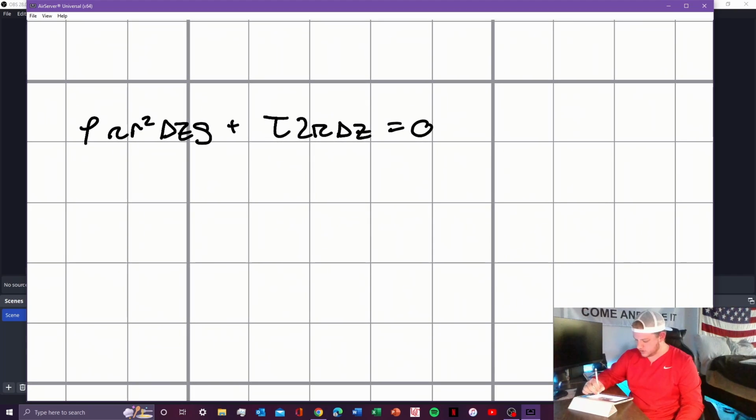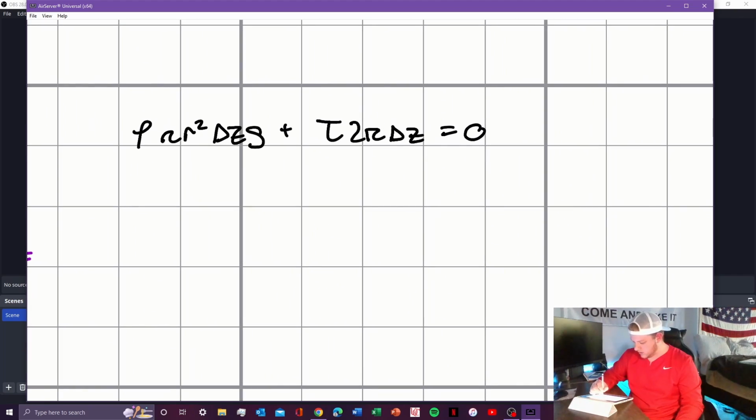We can now cancel some terms here. Delta z cancels, pi cancels. I'm sorry, I'm missing an r here. The r cancels, which leaves us with rho g plus 2 times the shear stress, equal to 0.